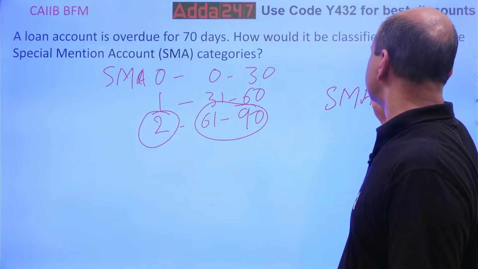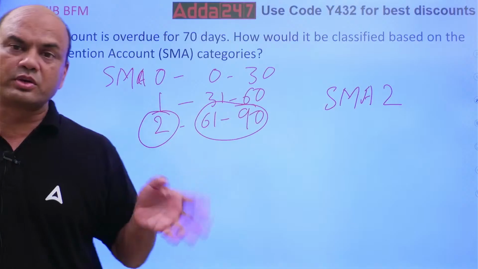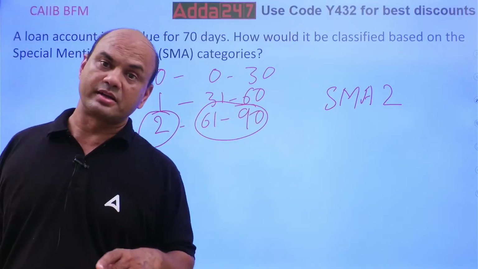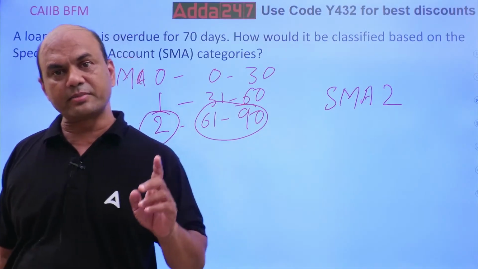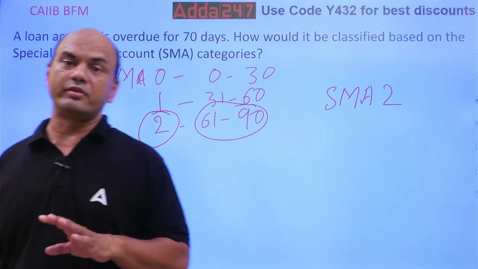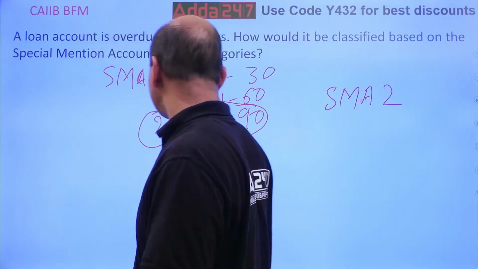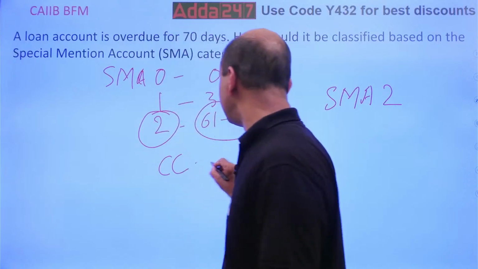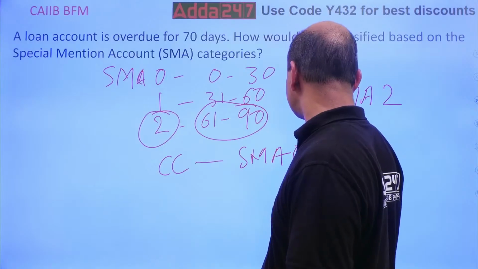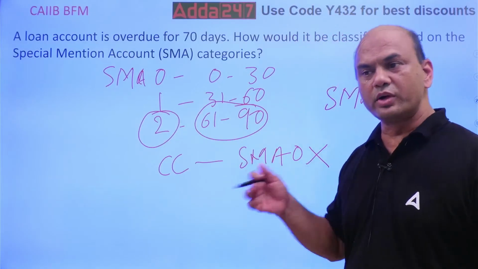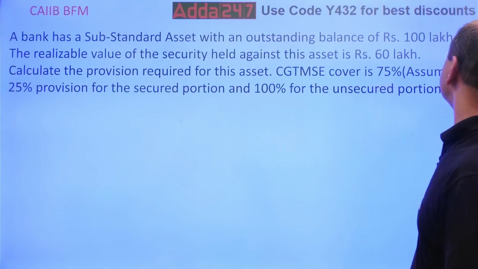Kindly note, your term loans can have SMA 0, 1, 2, but your CC, cash credit, can never have SMA 0. CC will always be SMA 1 and 2 only. Not only CC, any OD type of account will never have SMA 0.